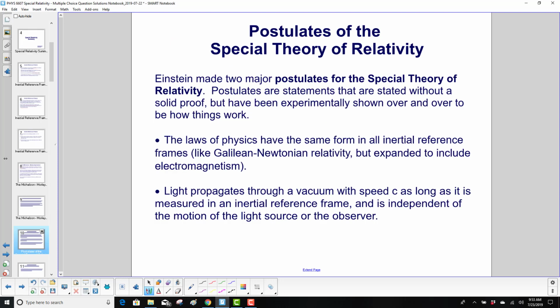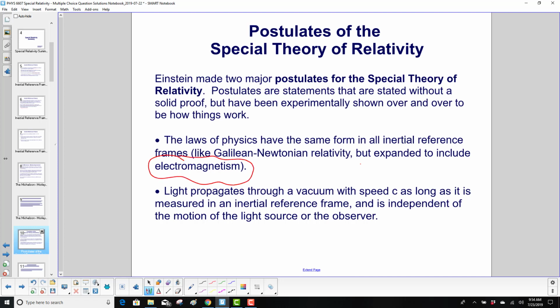Einstein created two major postulates for the special theory of relativity. What are postulates? They're statements that are made without a solid proof, but have been experimentally shown over and over and over again to be how things really work. So the first one: the laws of physics have the same form in all inertial reference frames. Very much like Galilean Newtonian relativity, but it was expanded to include electromagnetism, which is light.